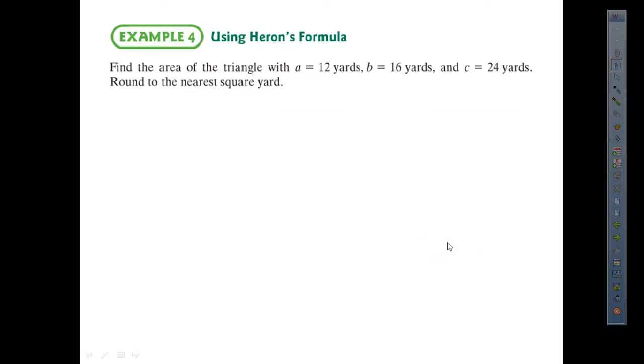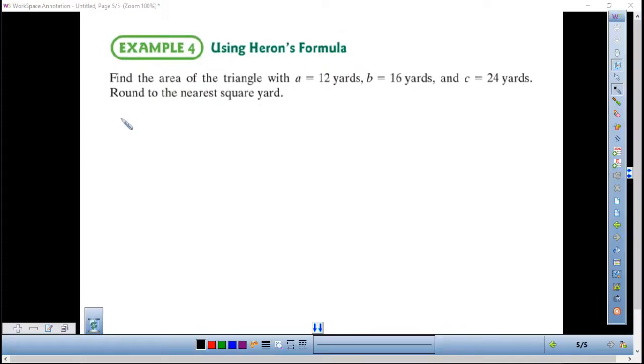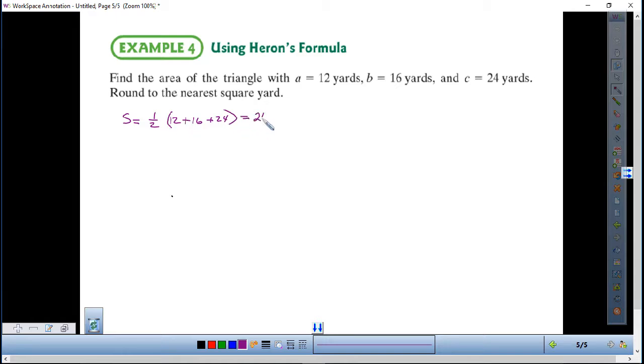All right, so let's do one of these. Find the area of the triangle with A equals 12 yards, B equals 16 yards, and C equals 24 yards. All right, so the first thing we want to do is find what S is. And S is 1/2 of 12 plus 16 plus 24. Well, 12 plus 16 gives me 28. 28 plus 24 is going to give me 52, and 1/2 of 52 is going to give me 26.